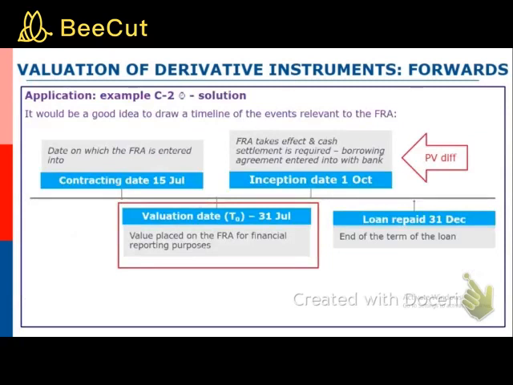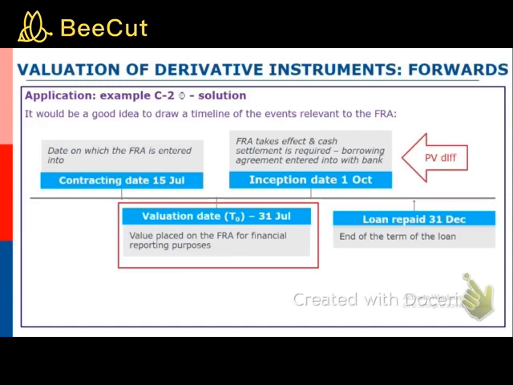Now, I thought it might be useful before we go and do the calculations to draw a timeline of on what dates what is happening here. So, Fashionista enters into the forward rate agreement with the counterparty on 15 July. Other than contracting, nothing happens on that day. The inception date, or the date on which the agreement becomes effective, is 1 October. So that is the date when I need to go and determine the present value of that benefit or loss arising from the forward rate agreement, and it is on that date on which cash settlement of that benefit would occur. So that is an instrumental date in the valuation here, in the fair valuing of the FRA.